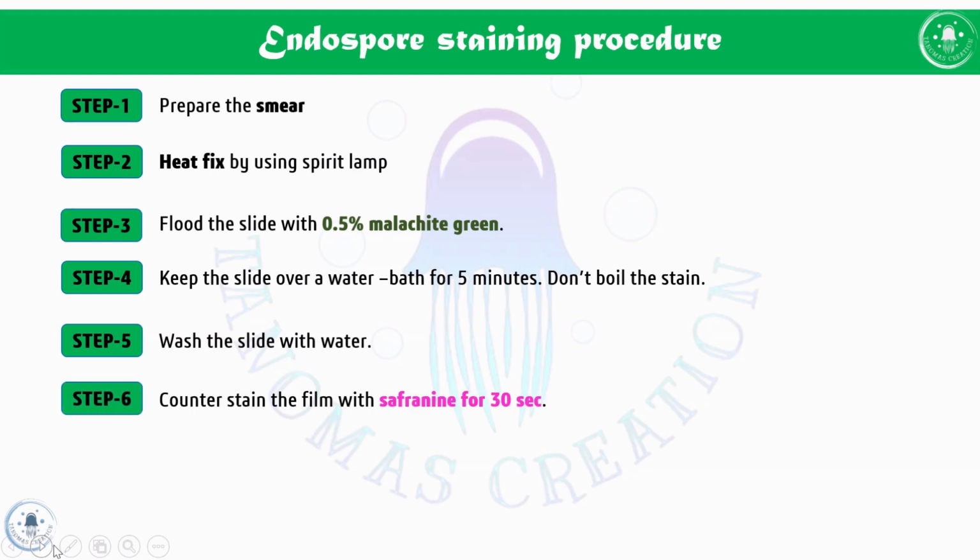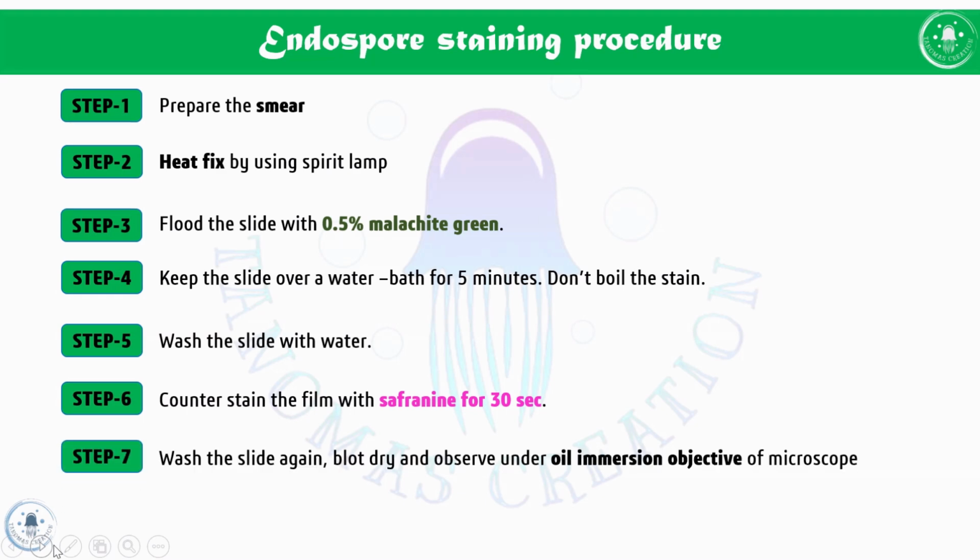Then in step 6 we have the secondary stain. So put the counter stain, that is the safranin, over the slide and keep it for 30 seconds. Now after 30 seconds, wash the slide again, blot it dry and observe under the oil immersion microscope. Okay, so this will become more clear if we see this pictorial graph.